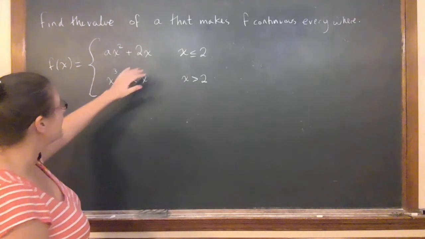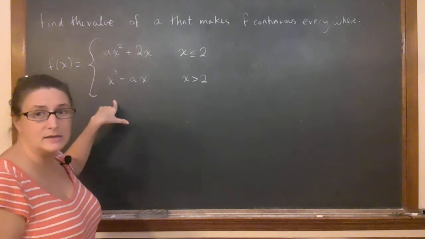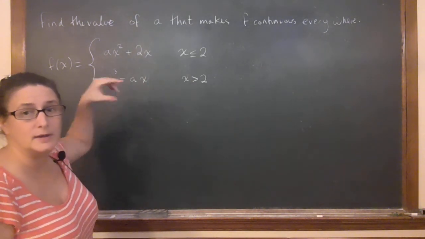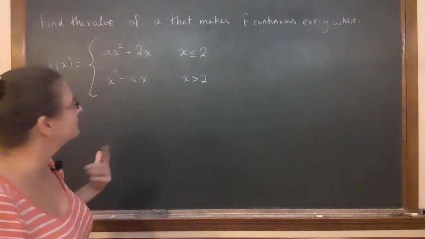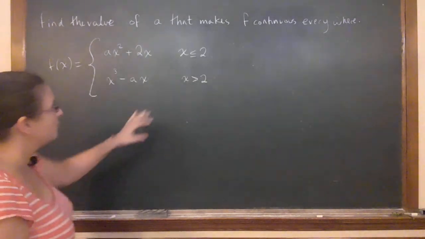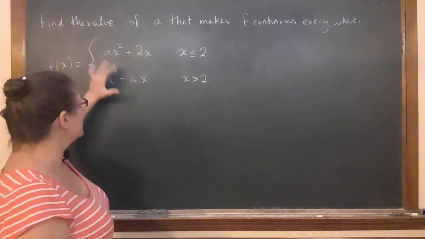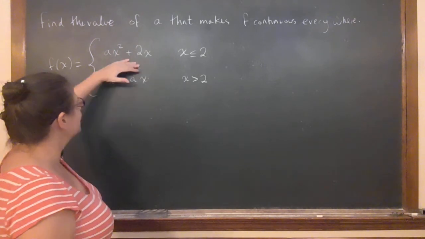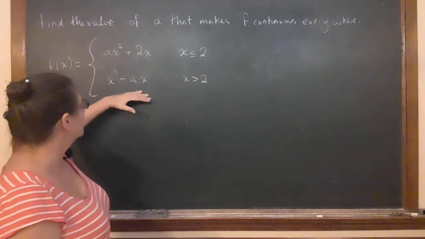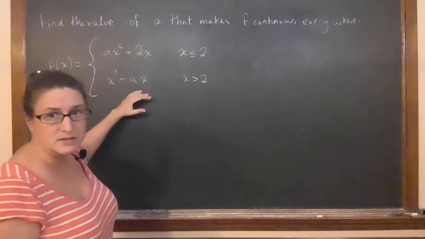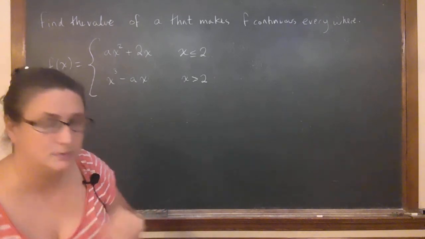continuous function, right? Because on the left-hand side of 2, this is some parabola. On the right-hand side of 2, it's some cubic, and we want to make sure that those two are going to meet up. The only point I have to really worry about is the point at 2, because everywhere else, no matter what I put in for a, it's a parabola that's continuous. It's a cubic that's continuous, but because it's piecewise defined, I need to make them match up, okay?